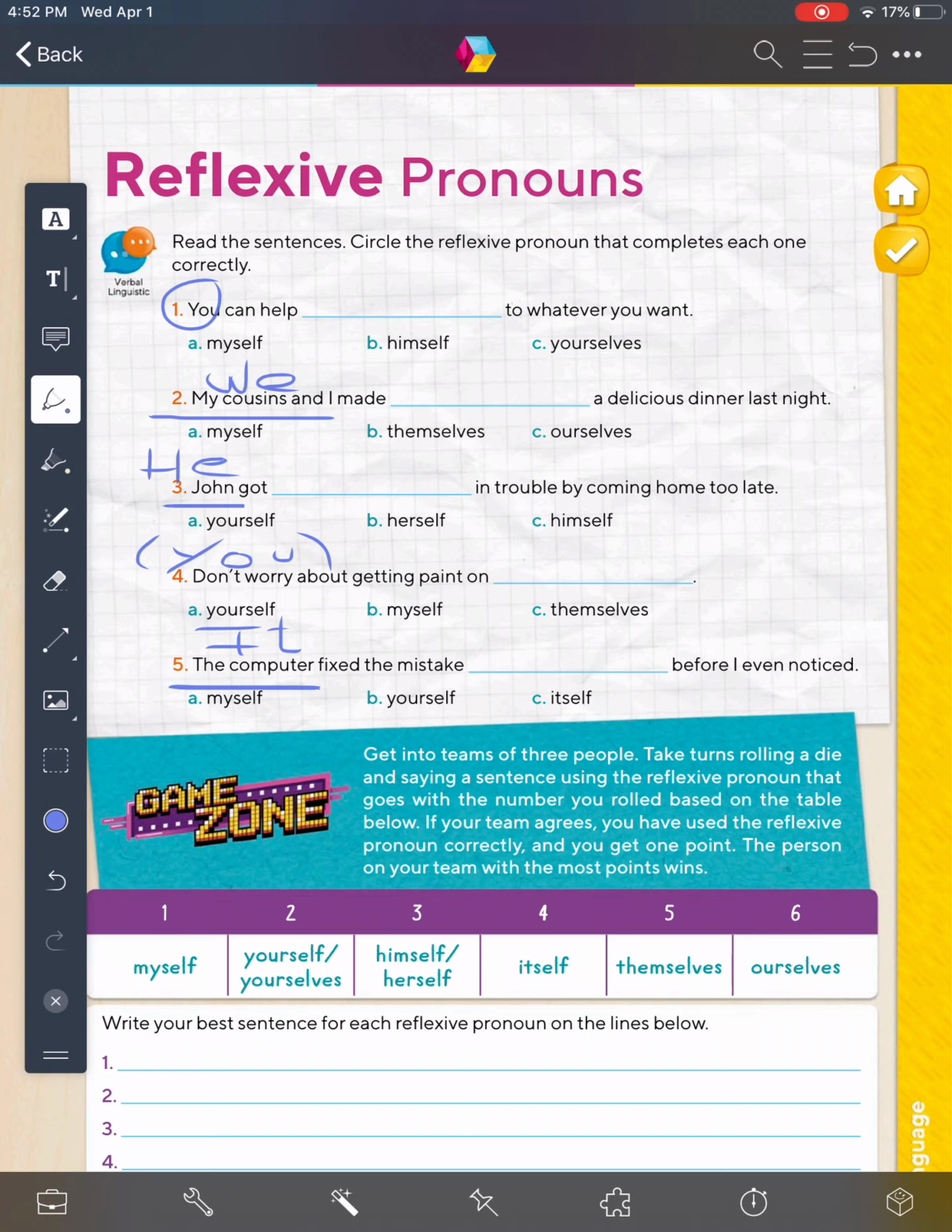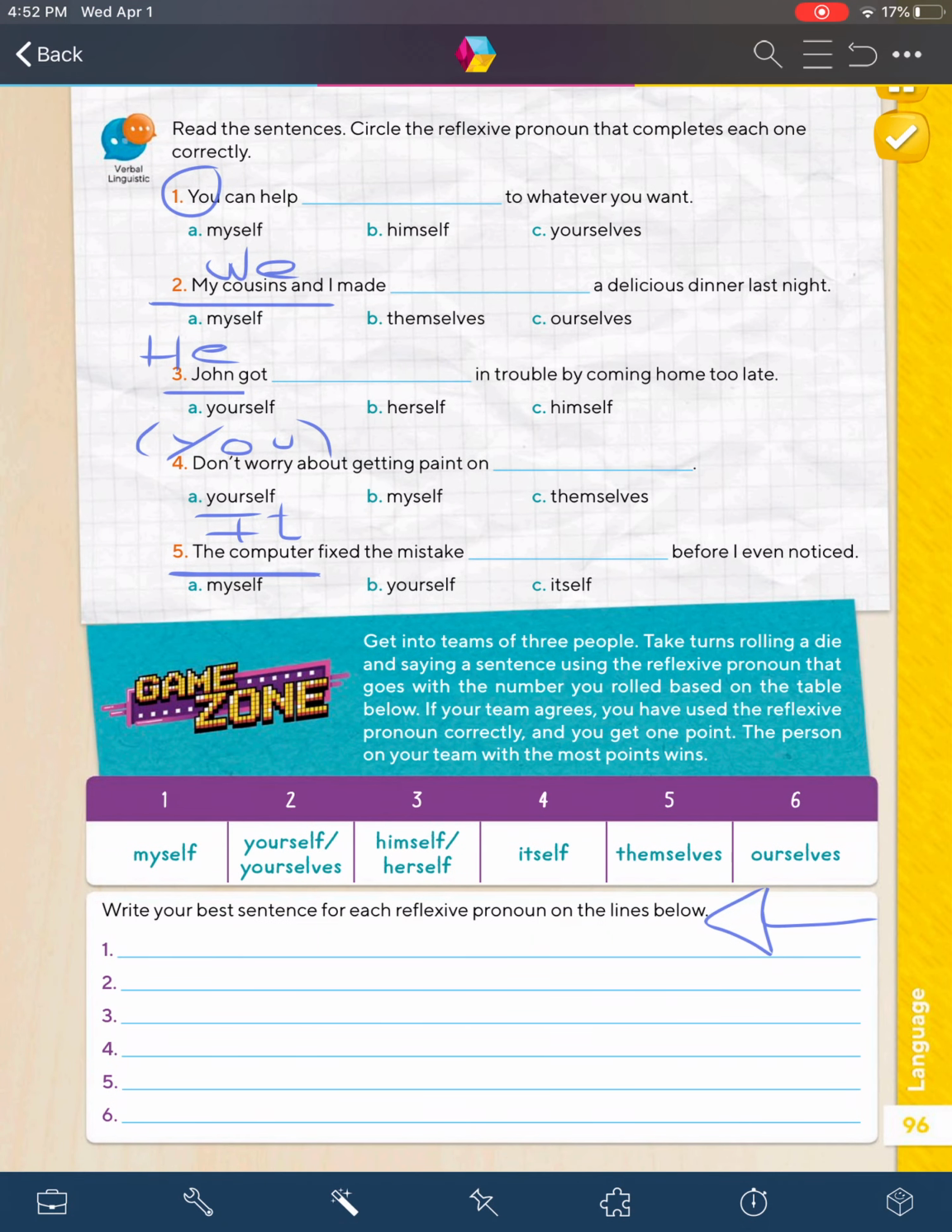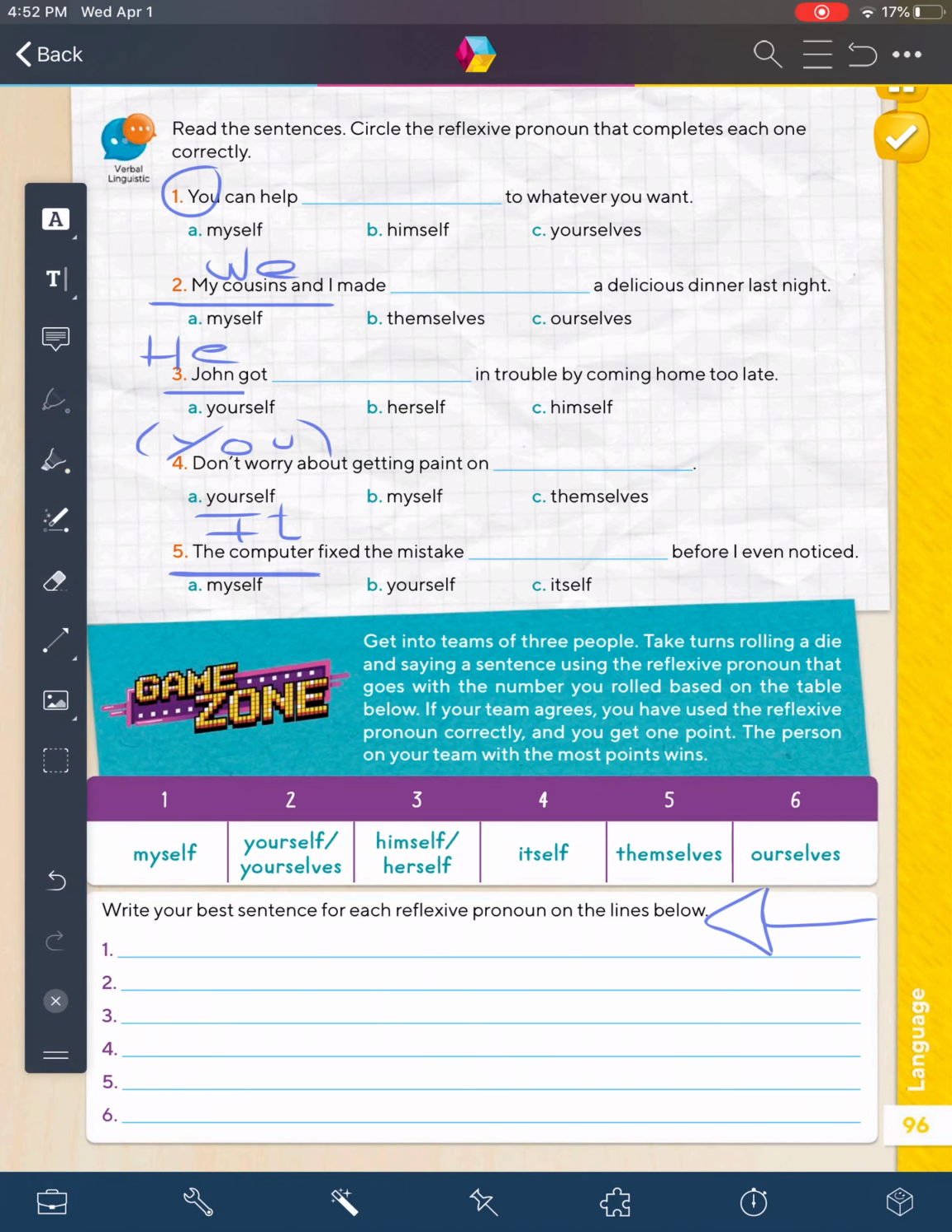Now we're going to skip the game zone activity for now, but I want you to work on this activity. Write your best sentence for each reflexive pronoun on the lines below. So we have 6 different pronouns, as you can see on the chart above. So please write 1 sentence for each reflexive pronoun. Ready? Time to work.